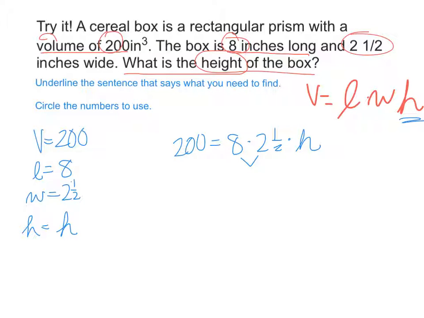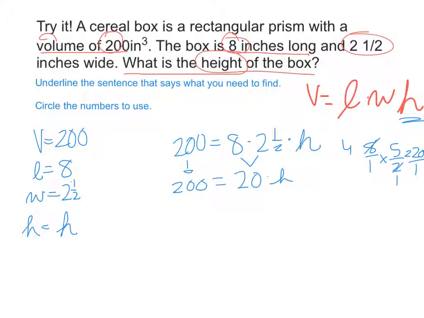So if I take 8 times 2.5, that should give me a number. Let's see, 2.5 would be 5/2 times 8 over 1, I can cross cancel these, looks like it's 20 over 1, or just 20, so then I have 20 times h equals, my 200 stays the same. Remember, now this is just algebra. Now you're just solving for h.